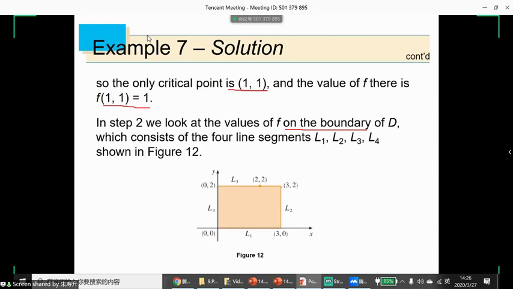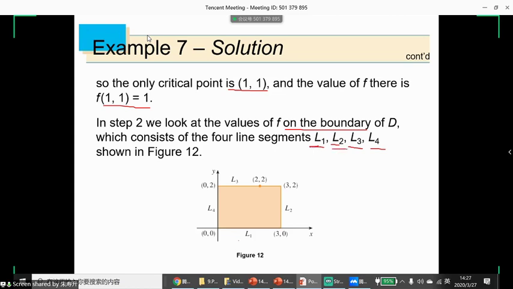So we have 4 boundaries: the first boundary, the second boundary, the third one, and the fourth one. This is the rectangle, and the boundaries are L1, L2, L3, and L4. So we have to consider the points on these boundaries.